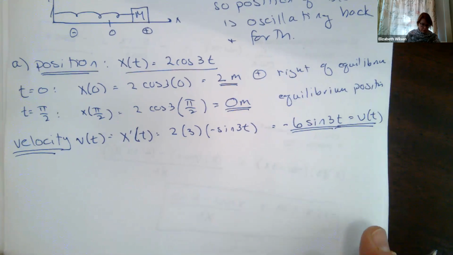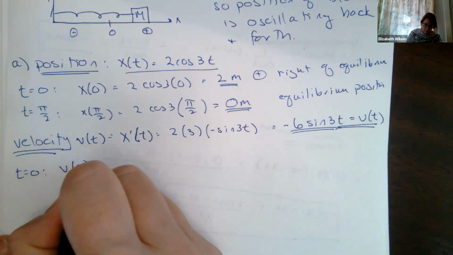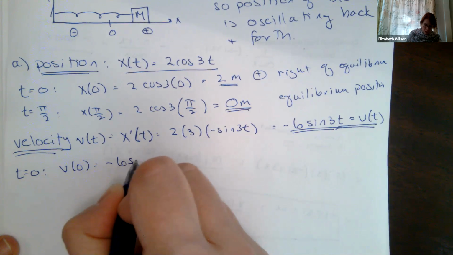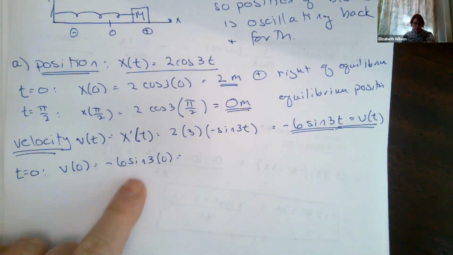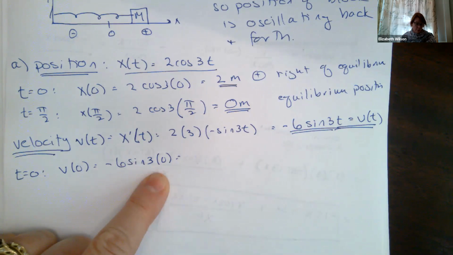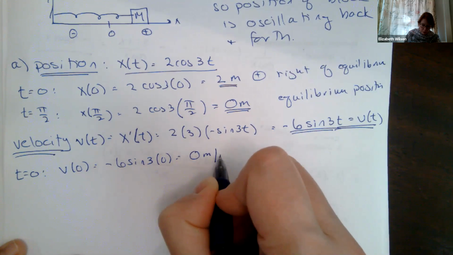How fast is this going? All right, so t equals 0. We have v of 0 equals minus 6 sine of 3 times 0. Look, 3 times 0 is 0. Sine of 0 is equal to 0. So right at time t equals 0, we're going 0 meters per second.